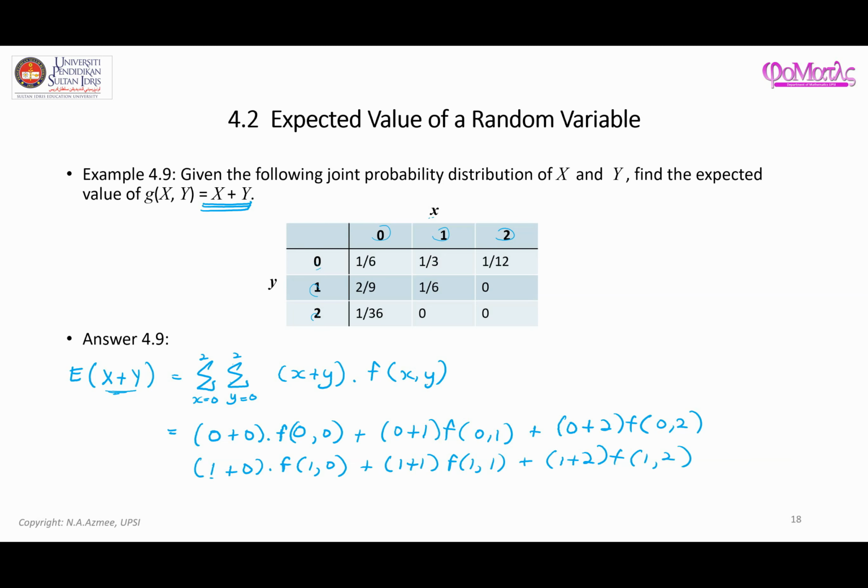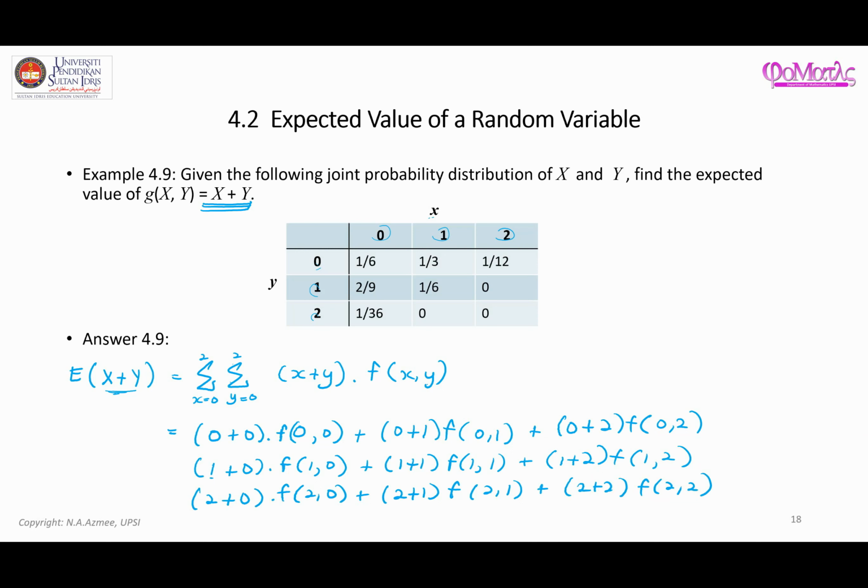and then we're going to have 1 plus 2 times f(1, 2). Now once we're done with that, we're going to go back to the outer part and keep on changing the value of x. So what's the next value of x? It is going to be 2. So 2 plus 0 times f(2, 0) plus 2 plus 1 times f(2, 1) plus 2 plus 2 times f(2, 2).